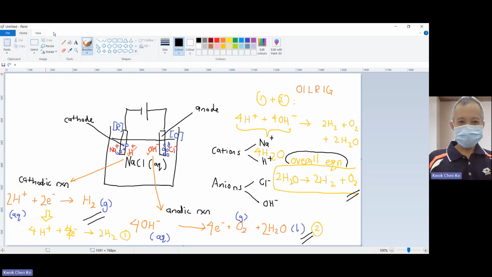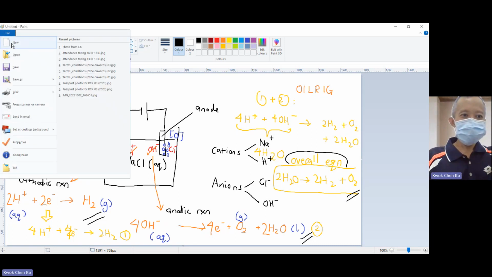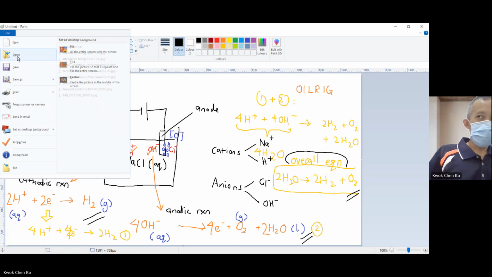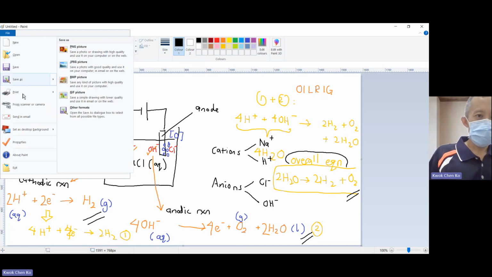Okay, third case. You can draw your own if you want to. Write it up yourself, draw yourself. What are the anodic reactions? What are the cathodic reactions? The electrolyte is concentrated sodium hydroxide.